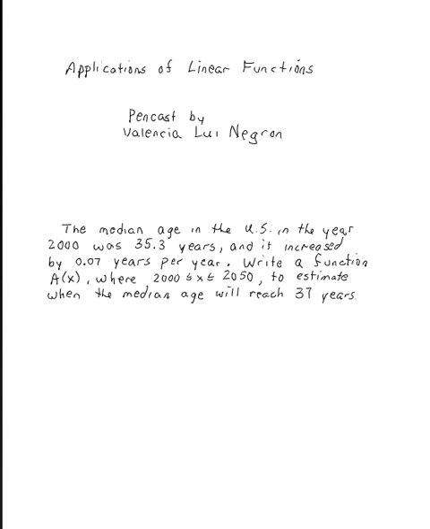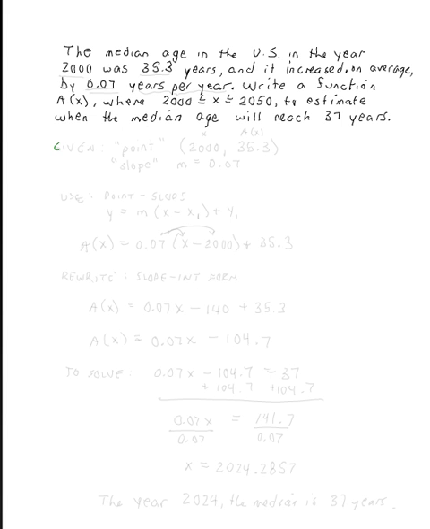We want to write a function, A of x. X is going to be our year, somewhere between the year 2000 and the year 2050, to estimate when the median age will reach 37 years. Now we need to take a look first at what information is given to us.